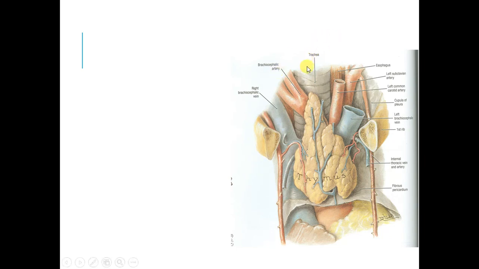So if we see in this diagram, this is the trachea, behind it, posterior, will be the esophagus, and the arch of aorta is shown here. Then there is the left brachiocephalic vein, right brachiocephalic vein, superior vena cava, and here is the thymus present in the superior mediastinum.